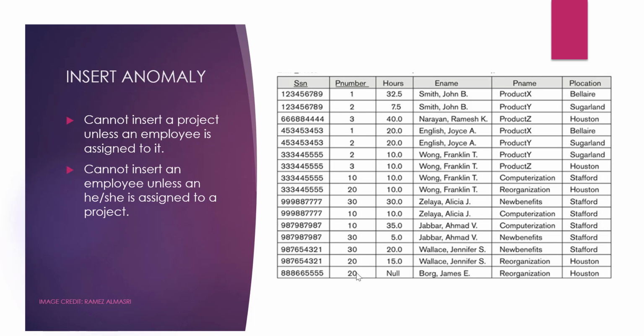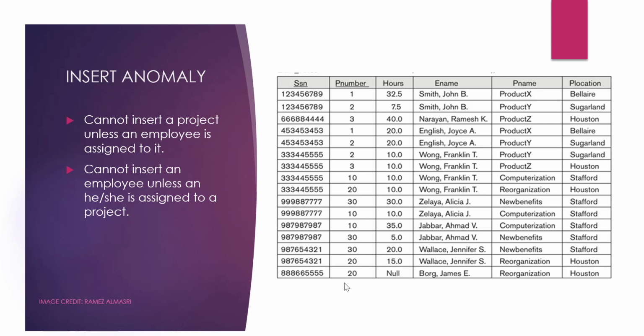Now, I cannot insert the project 50 unless I have an employee assigned to that project, because we cannot have our primary key or part of our primary key as null. So if I do not have an employee assigned to project 50, I cannot insert project 50 into my table. Same thing with the employee. If I have a new employee and I want to add them to this table, I cannot add that employee to the table unless they have a project assigned to them.